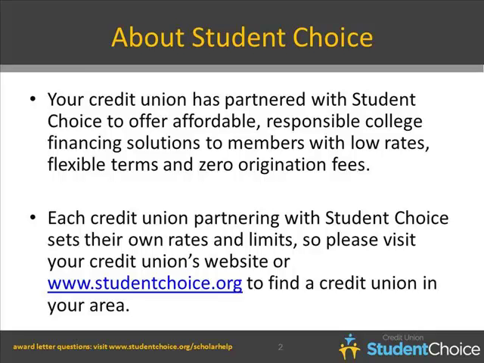Now, one thing to remember, and we'll talk about this as we get closer to the end, is each credit union has partnered with Student Choice. They all set their own rates and limits, so please be sure to visit your credit union's website for more specific information about your particular credit union's products that they offer.